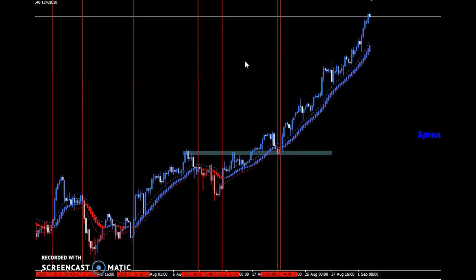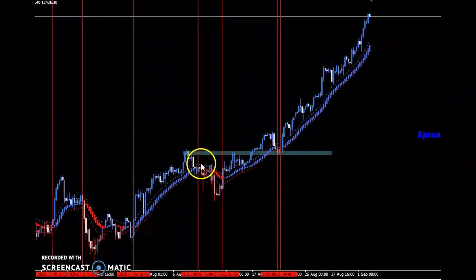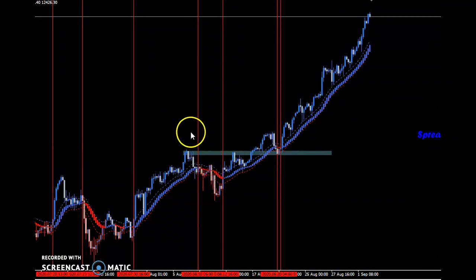Today I'm just going to be reviewing some of the signals that we've had in August using the Elder algorithm system on the NASDAQ 100 index. As you can see here, I've just divided this up into trend. When it's blue, we are in an uptrend and only want to be taking buy positions. And when it's red, we're in a downtrend and we're going to be looking for sell positions.